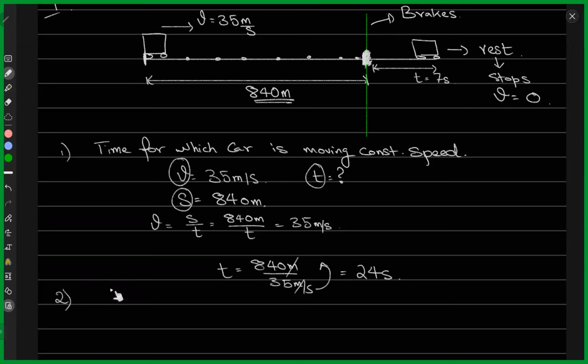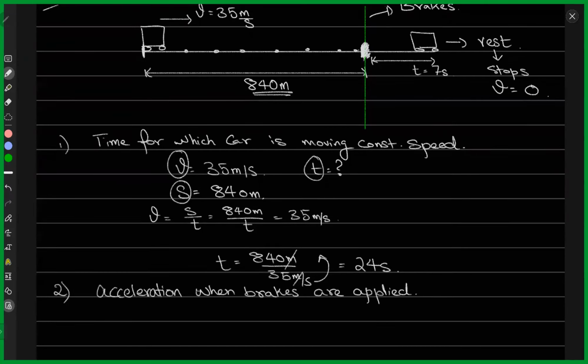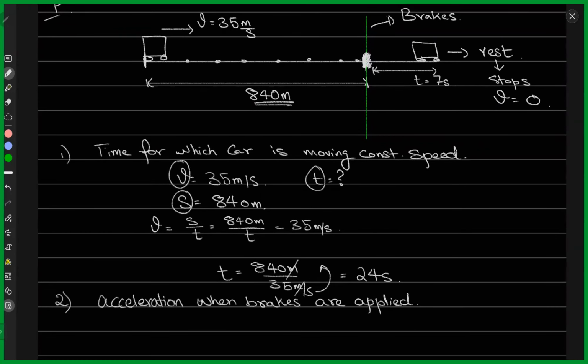So we want to compute the acceleration, right? The acceleration when brakes were applied. I'm just calling it acceleration in general. It could be negative acceleration or positive acceleration, but we'll see that it's negative indeed. So we know that acceleration would be the change in velocity divided by time, because it means how fast the velocity is changing as time progresses. So acceleration is change in velocity divided by the time it takes to change that velocity.